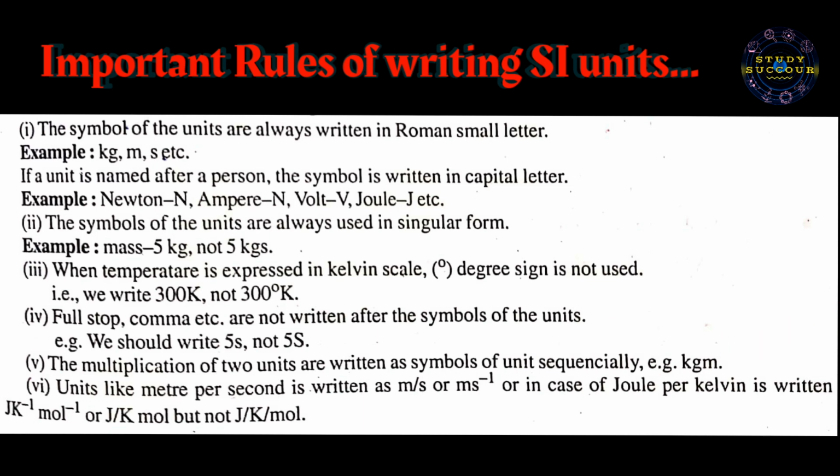Now the last rule, rule number 6. Units like meter per second are written as m/s or m s to the power minus 1, or in case of joule per Kelvin per mole it is written as J K to the power minus 1 mol to the power minus 1 or J/K mol, but not J/K/mol.